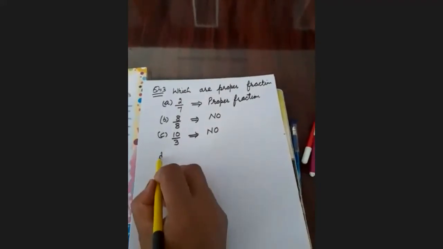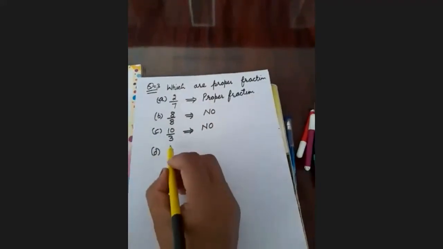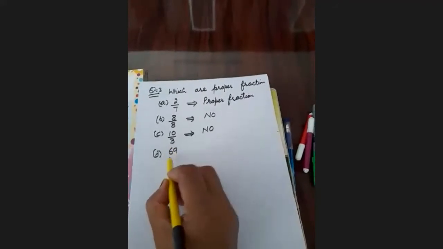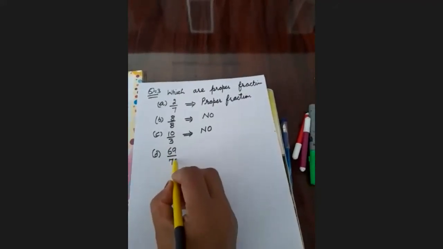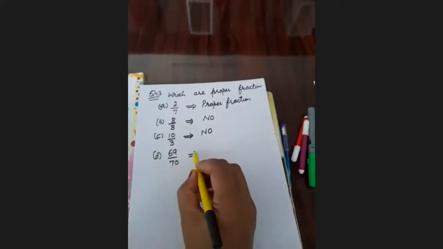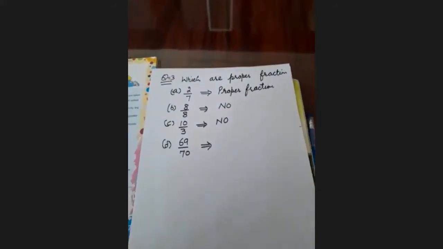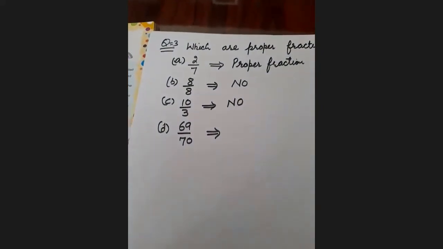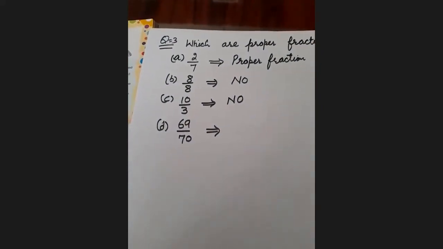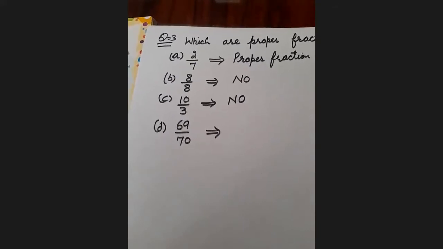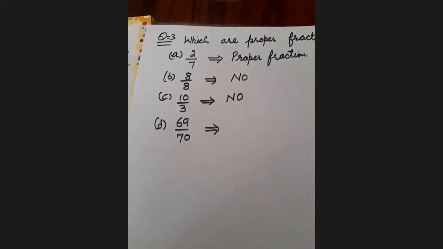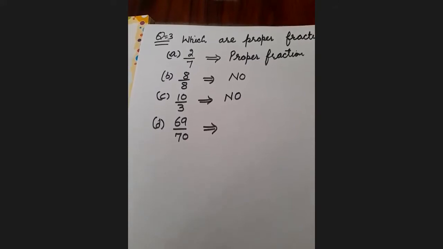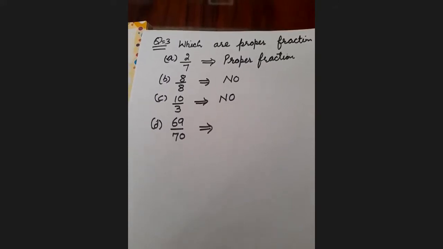Next is D part. 69 upon 70. Yes, friends, 69 upon 70. Now numerator is 69 and denominator is 70. So numerator is less than its denominator. So this is a proper fraction.